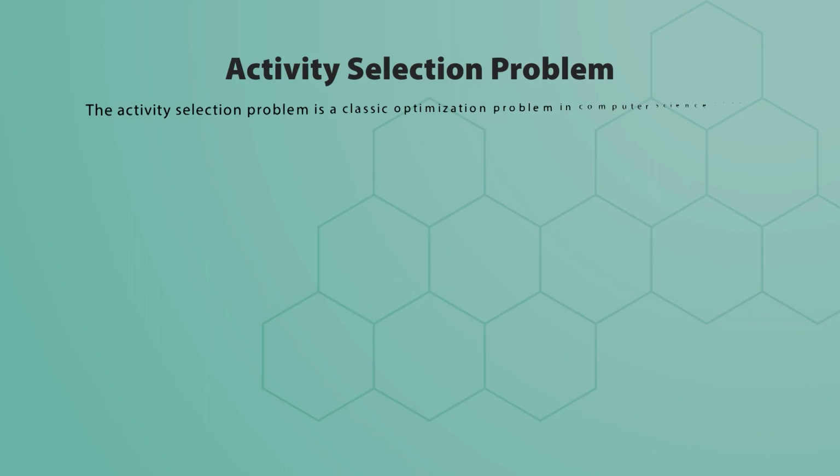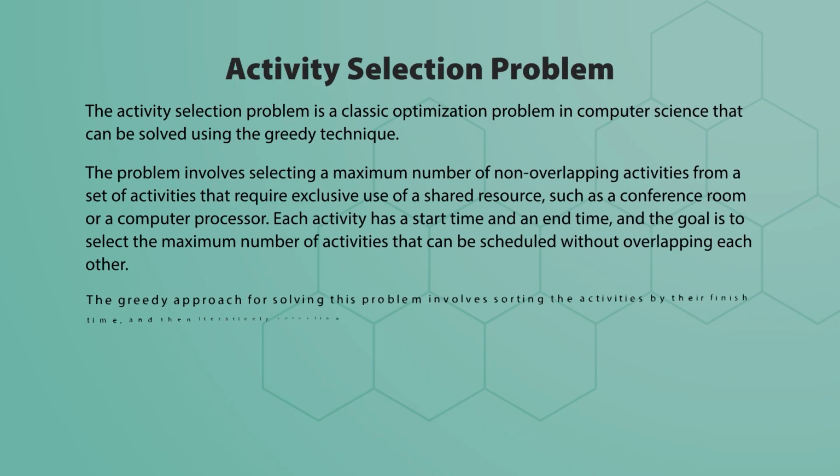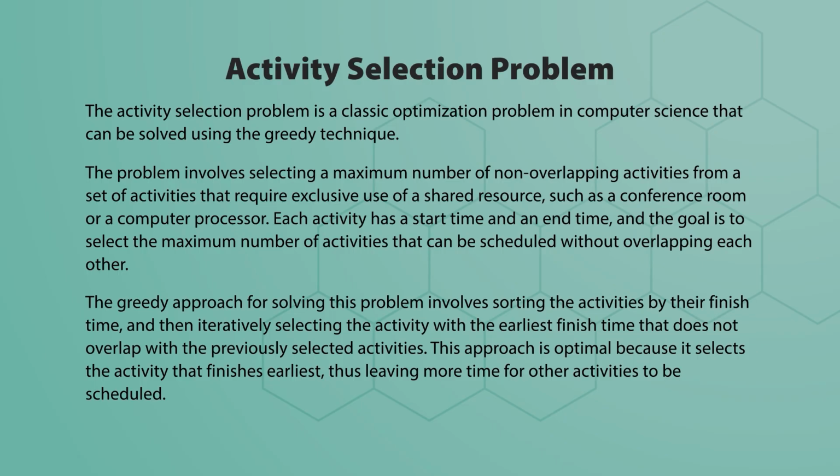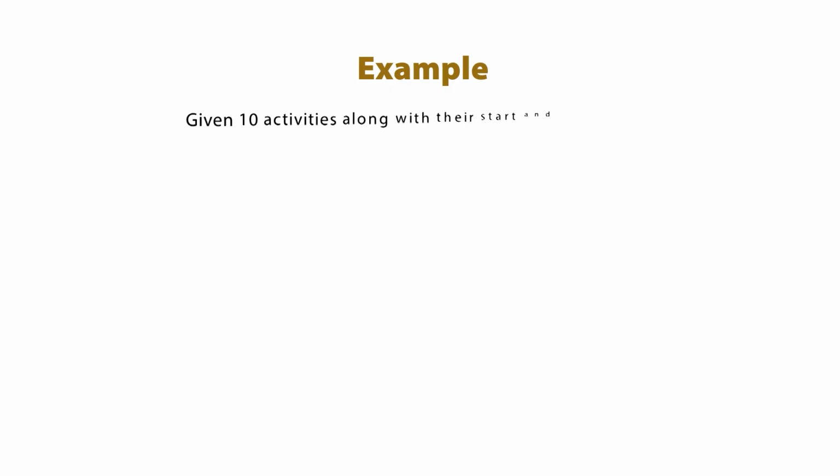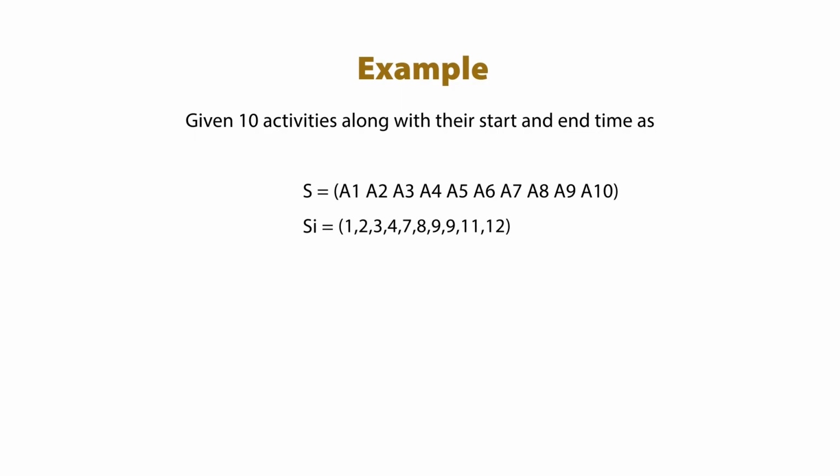Now with this we'll again discuss the activity selection problem, that also comes under the greedy technique. Activity selection problem is a classic optimization problem. It involves selecting a maximum number of non-overlapping activities from a set of activities that require exclusive use of shared resources. So I will discuss it. The example here is that you are given 10 activities, A1 to A10, with their start times and the finish time of each activity.